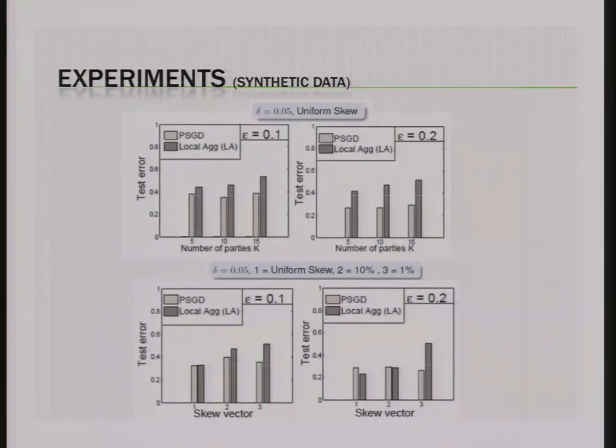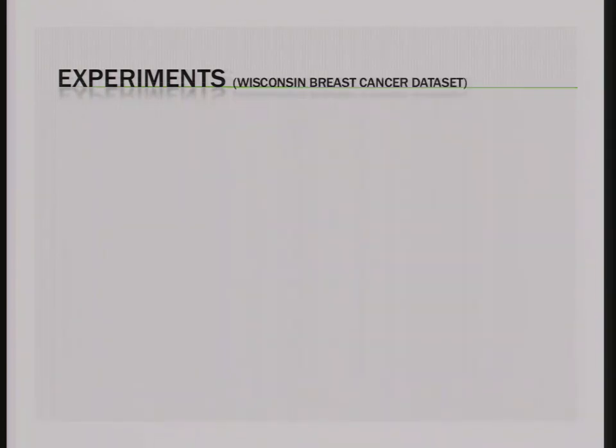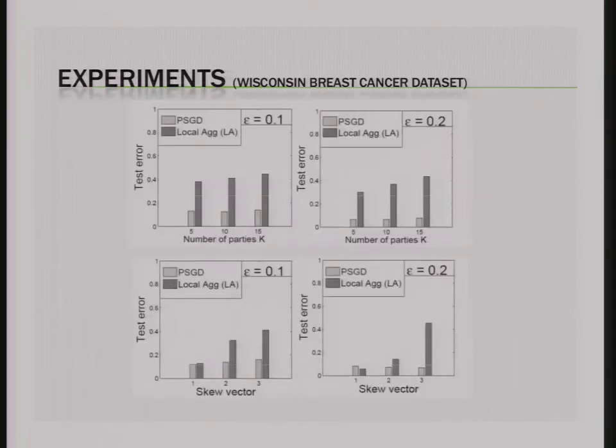So we also did similar types of experiments for real-world data sets, which is the breast cancer data set, wherein it's a binary classification task, where you have to say whether the tumor is malignant or benign, and the results are kind of similar. In fact, the increase in test error seems even more in this case for the previous algorithm, whereas our algorithm is more robust to this.